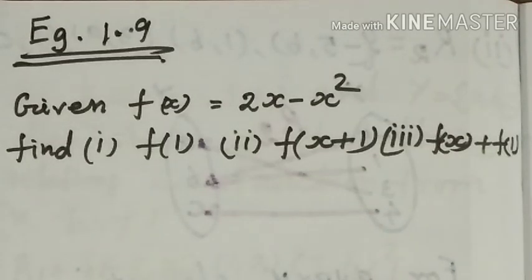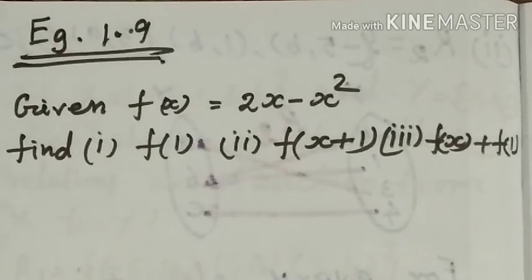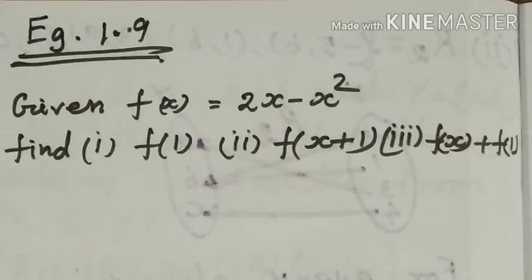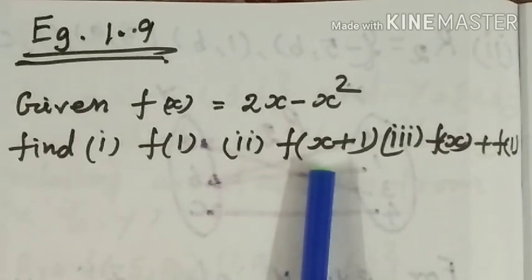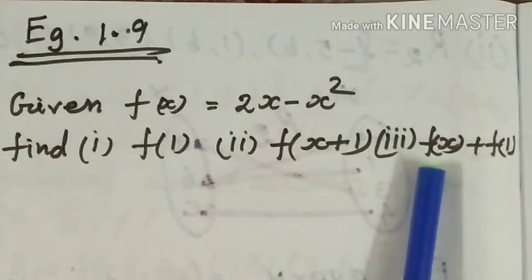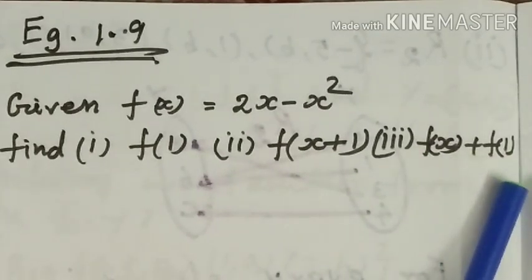Hello everyone. In 10th Maths Chapter 1 Relation and Function, today we are going to learn how to do the examples and exercise problems from the topic function. See the example 1.9. Given f of x equal to 2x minus x squared, find f of 1, f of x plus 1, f of x plus f of 1.